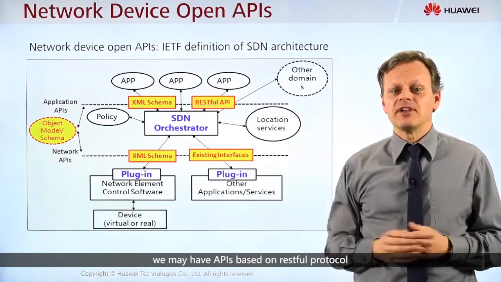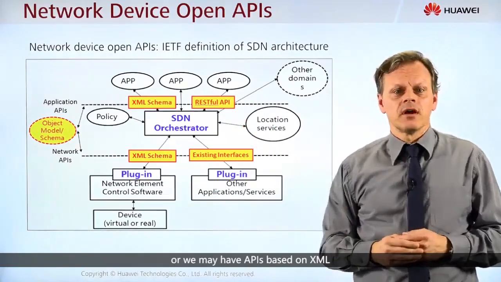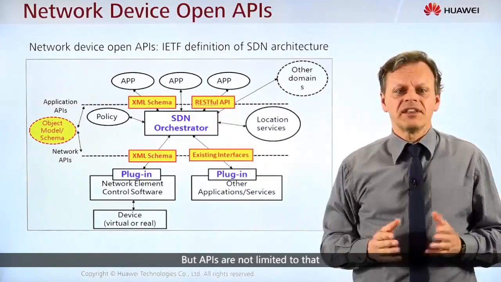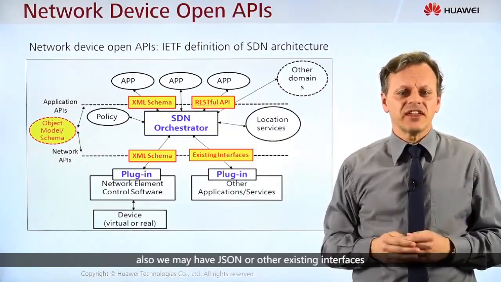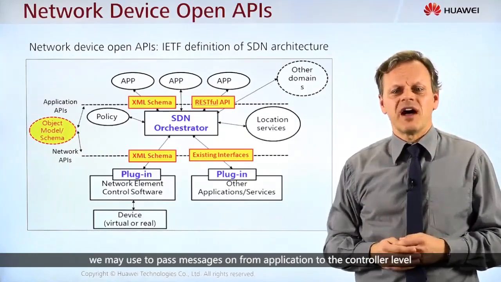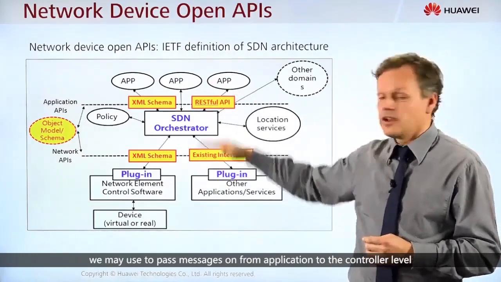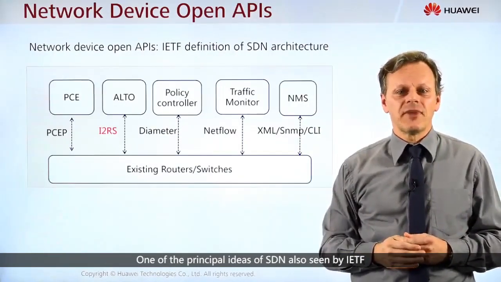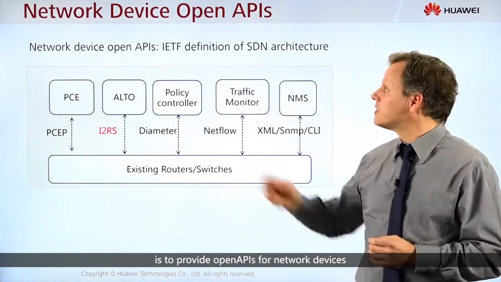We may have APIs based on the RESTful protocol, or we may have APIs based on XML. But APIs are not limited to that. Also, we may have JSON or other existing interfaces we may use to pass messages on from the application to the controller level. One of the principal ideas of SDN, also seen by the IETF, is to provide open APIs for network devices.